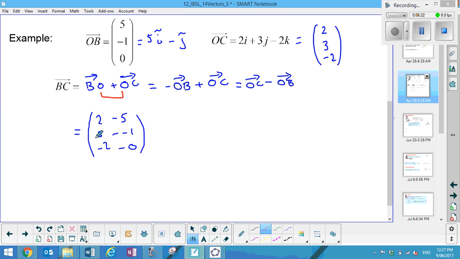So here's our vector for C, (2, 3, -2), minus our vector for B, and now we can work that out, and we come up with, what have we got? (-3, 4, -2). So that's the vector (-3, 4, -2).